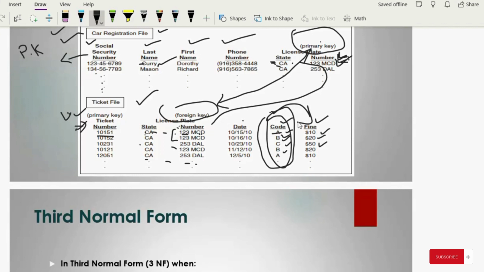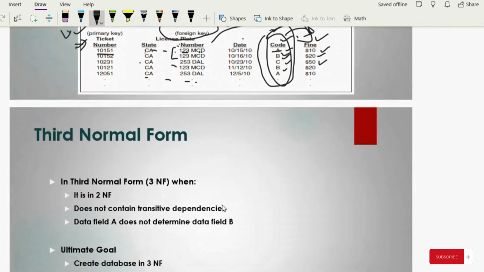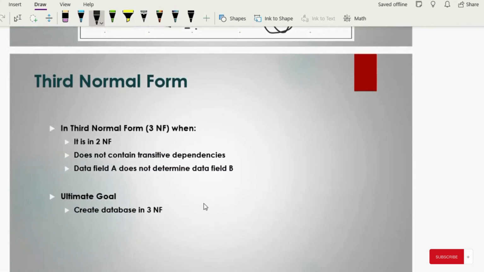It's not acceptable, right? Because again I'm explaining the same thing in the same table. So this is known as transitive dependency. We should avoid transitive dependencies. So how can we avoid them? We can avoid these transitive dependencies with the introduction of third normal form. We can go for third normal form when the database is already in second normal form. Okay, and third normal form does not contain transitive dependencies.